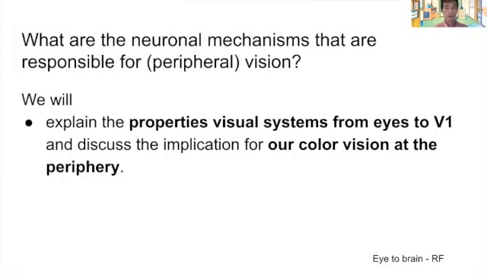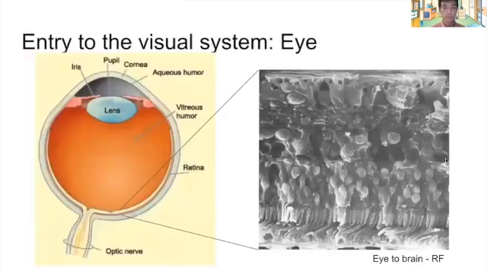Okay, so we are now going to cover the neuronal mechanisms that are responsible for peripheral vision. Here we aim to explain the properties of the visual system from the eyes to V1, and explain color vision at the periphery.